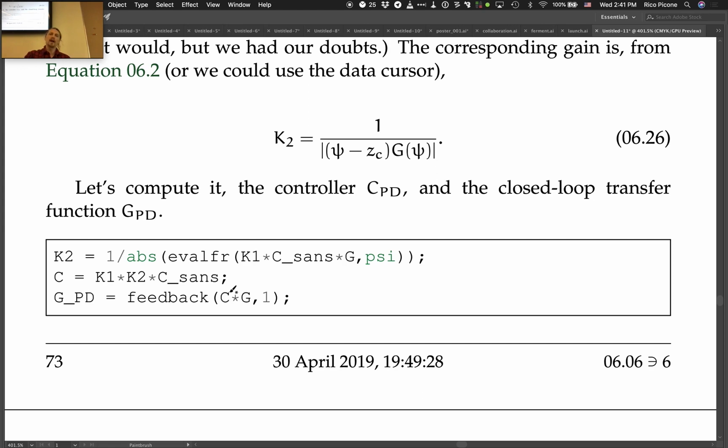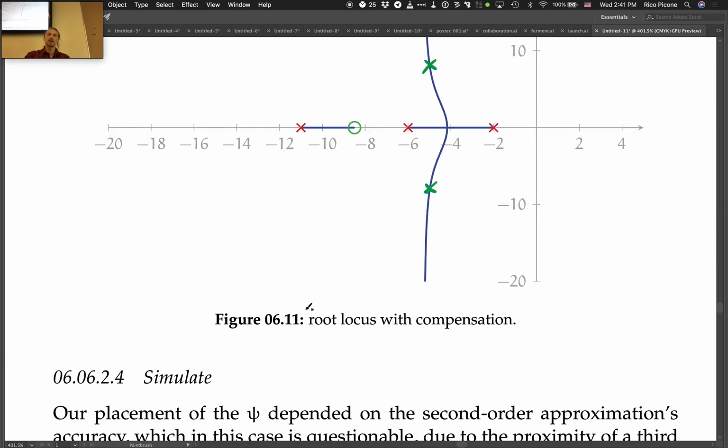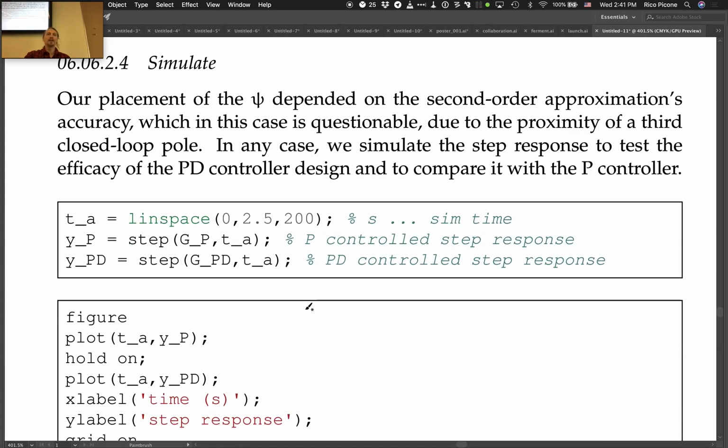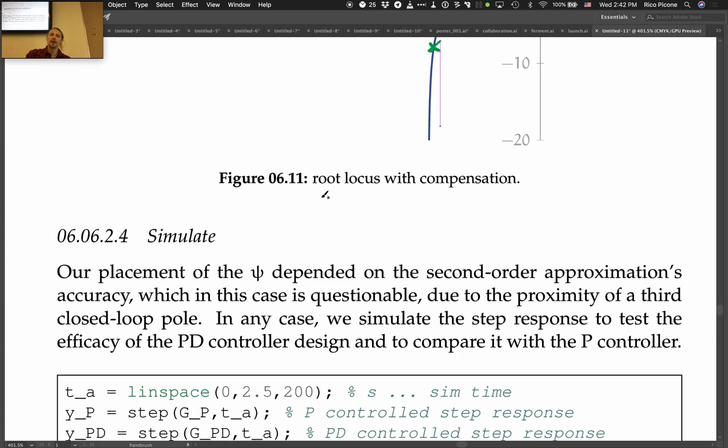So I do feedback, I use the full compensator, I use the plant transfer function, and I do unity feedback on it, and I get my closed loop transfer function, which allows me to do simulation in the next step. So our placement of psi depended on the second order approximation's accuracy, right? We know we got psi right out of the gate, but we don't know if the second order approximation is good, especially because there's a proximal third closed loop pole.